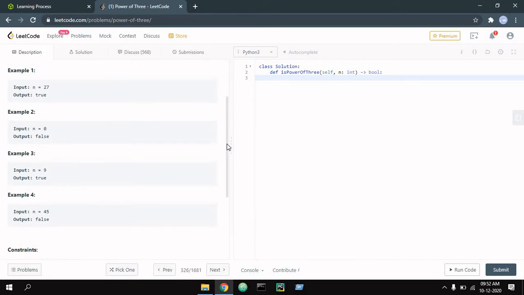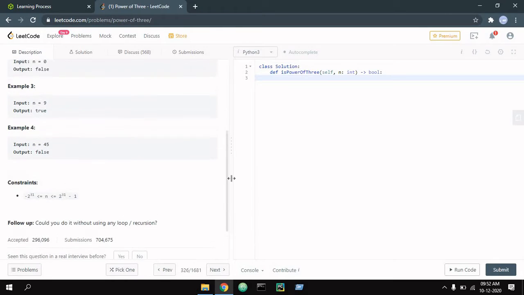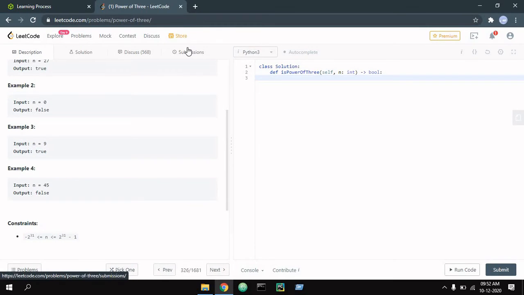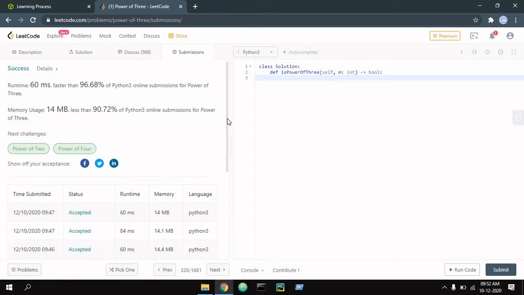If n is 27, we will return true. And if n is 0, we will return false as 3's power x cannot be 0. So you can see other examples here. Now let's get to the coding part.